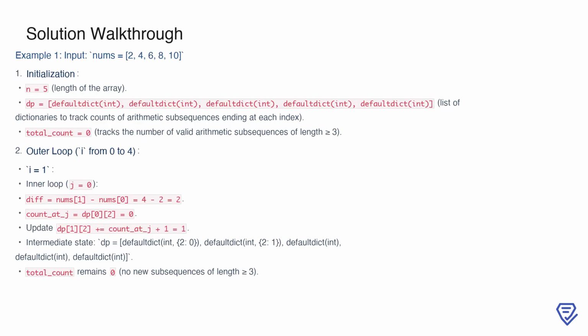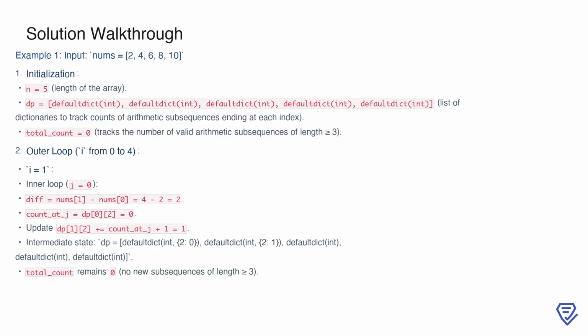Here, we begin with an example input array nums equals [2, 4, 6, 8, 10]. First, we initialize n to the length of the array, which is 5. We also set up a list of dictionaries called dp, where each dictionary will keep track of the count of arithmetic subsequences ending at a specific index with a given difference. Additionally, we introduce total_count, initialized to 0, which will store the total number of valid arithmetic subsequences of length 3 or more.